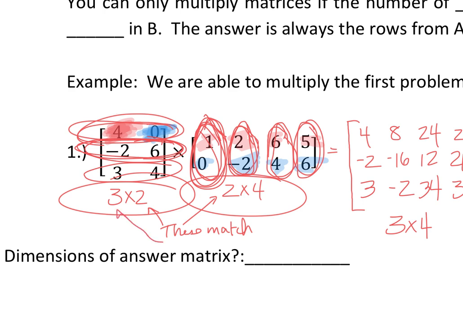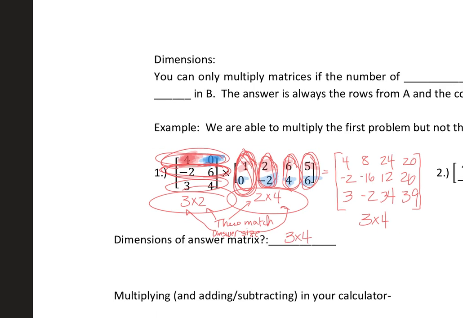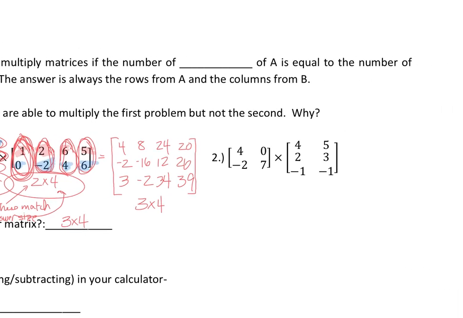And furthermore, it's kind of interesting, these 2 outer numbers are your answer size. So you actually know how big your matrix is going to be when you start the problem. All right, so it's an interesting way to do it. The dimensions of the matrix came out to a 3 by 4, and we can tell that from the beginning just based off the original ones. So pretty cool.